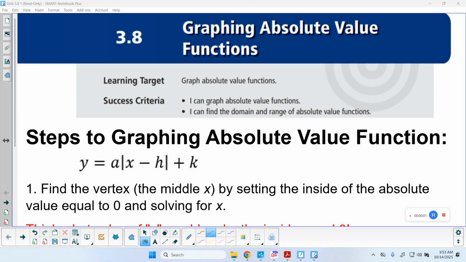In 3.8, we are going to be graphing absolute value functions. Now, with an absolute value function, it's going to be in the format of y equals a times the absolute value of x minus h plus k. For all of our graphs for an absolute value, they are going to look like a V graph. They will look something like this or downwards like this.